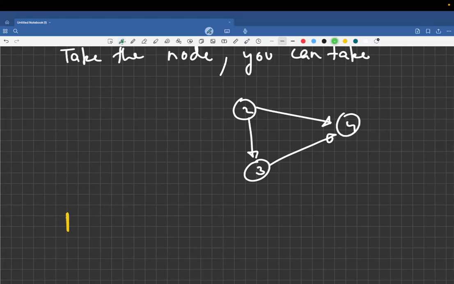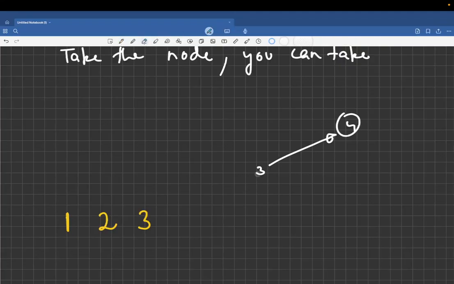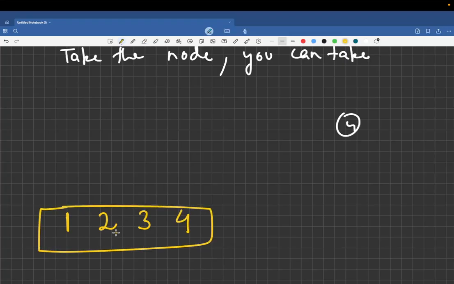So I will simply take node 2 as well in the ordering. I will remove node 2, and since I am removing node 2, for all the nodes that were dependent on node 2, that particular edge will also be removed. Now tell me the node that is not dependent on any other node. It's node 3. So now I will remove node 3 as well, and this particular edge as well. And then the leftover node, node 4, comes, and here is the topological ordering for the graph. So this is how you write topological sorting.